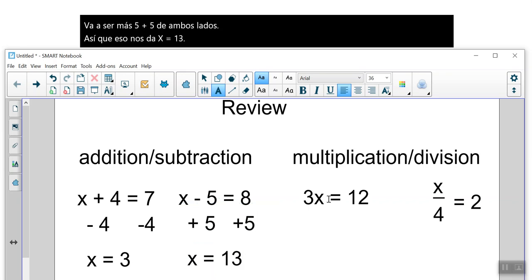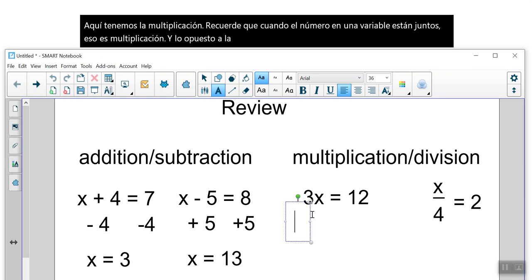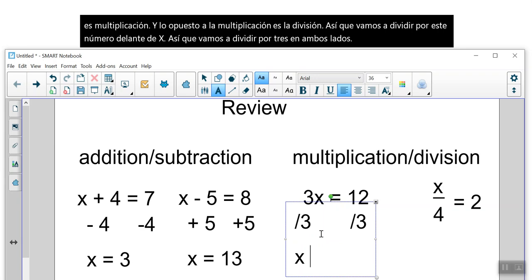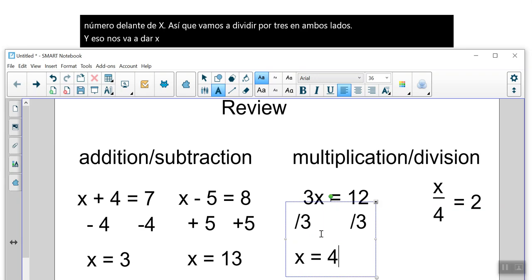Here we have multiplication. Remember, when the number and a variable are together, that's multiplication. And the opposite of multiplication is division. So we're going to divide by this number in front of x. So we're going to divide by 3 on both sides. And that's going to give us x equals 4. 12 divided by 3 is 4.